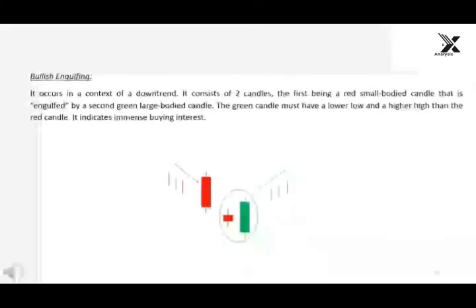It occurs in a context of a downtrend. It consists of two candles, the first being a red small-bodied candle that is engulfed by a second green large-bodied candle. The green candle must have a lower low and a higher high than the red candle. It indicates immense buying interest.